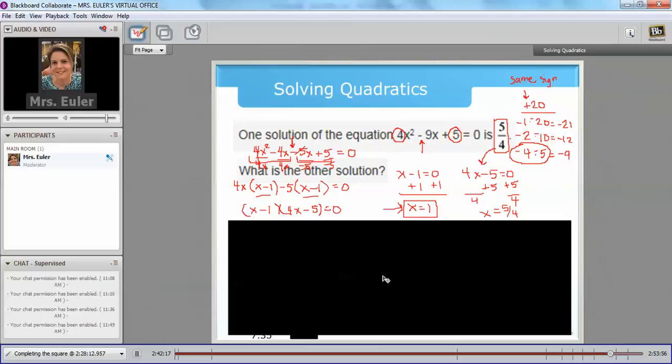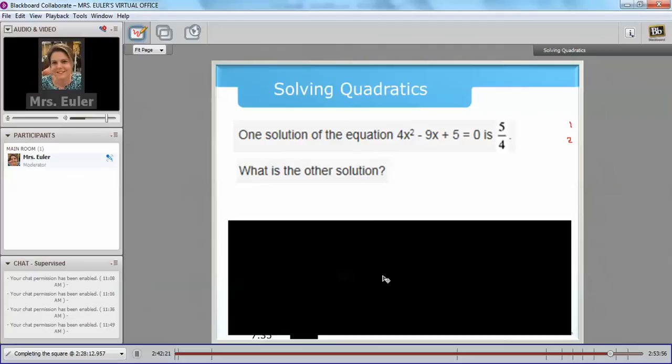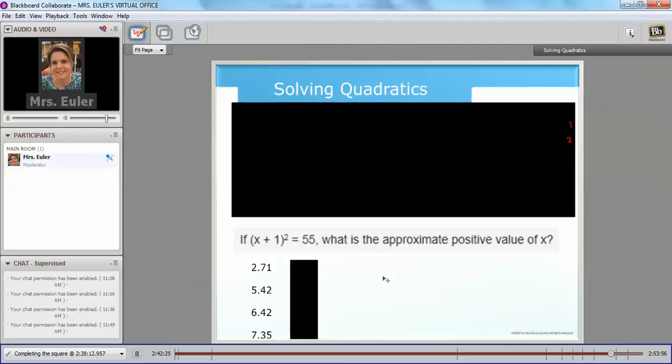Let's erase some of this information, and let's look at the next question. This time, they're giving us a quadratic. This is already in vertex form, right? This is that x minus h squared equals k. And it's asking what is the approximate positive value of x.